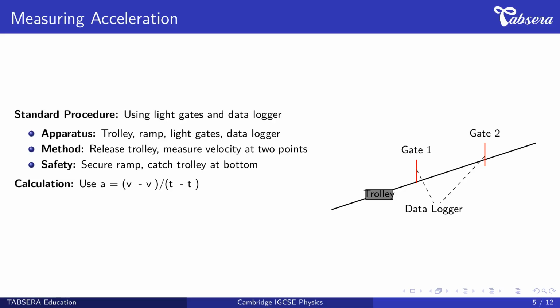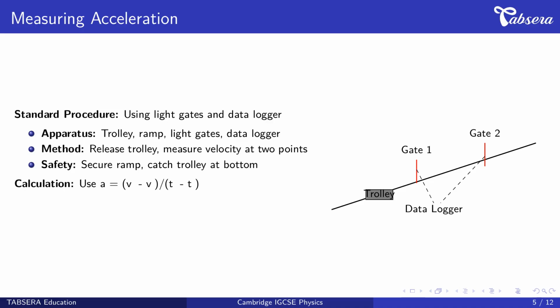Now we examine the experimental method for measuring acceleration. This follows Cambridge IGCSE standards. The apparatus needed includes a trolley to provide the moving object, a ramp to create controlled motion, light gates to measure velocity at specific points, and a data logger to record timing data accurately.